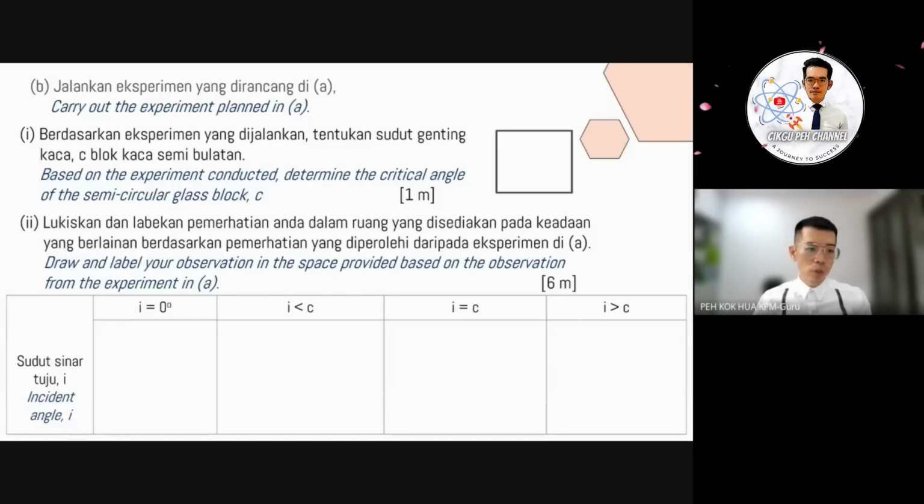Then second, draw and label your observation in the space provided, based on the observation from the experiment in A. Here you need to draw your observation when the incident angle is equal to 0, less than the critical angle, equal to the critical angle, and greater than the critical angle. This is actually what you already learned, the 4 important observations in Activity 6.3.